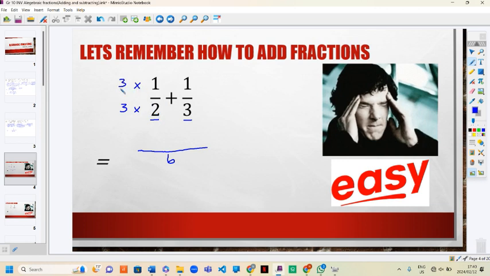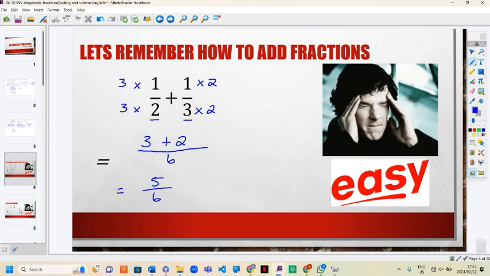So what is 3 times 1? That's 3. And what did I do to 3 to get to 6? I need to multiply by 2, and I need to multiply by 2 at the top as well. So what is 2 times 1? That's 2. And what is 3 plus 2? That's 5 over 6. So that's just bringing back some memories. We're trying to get the brain back.